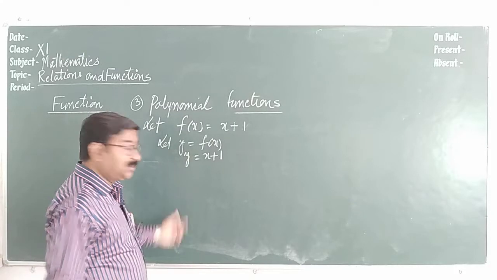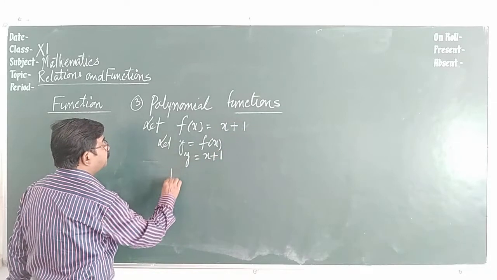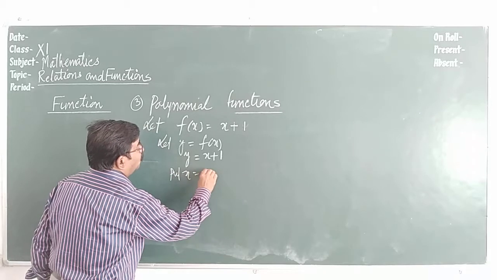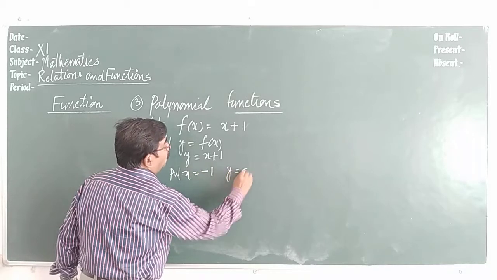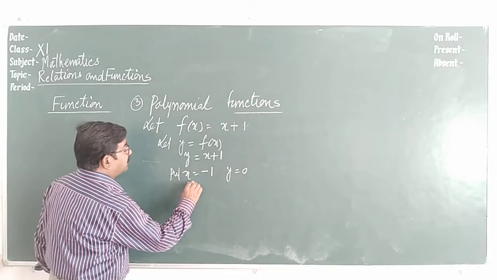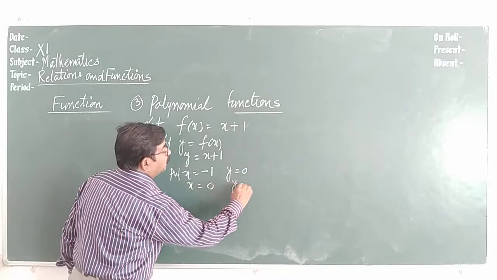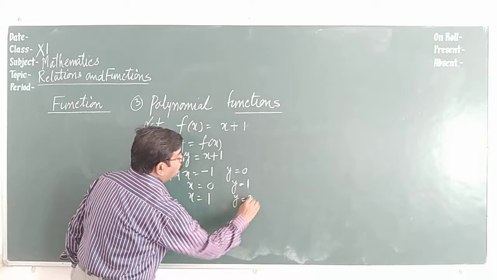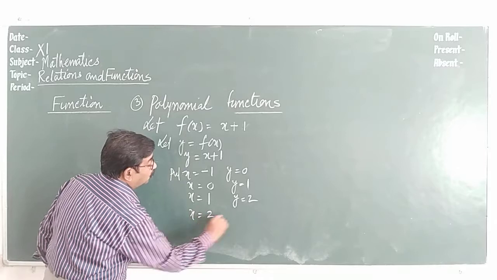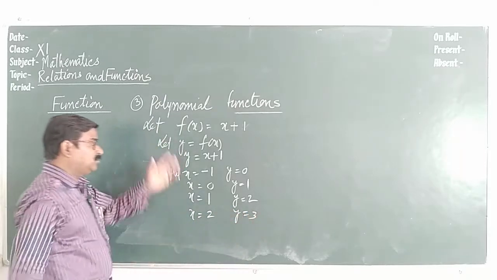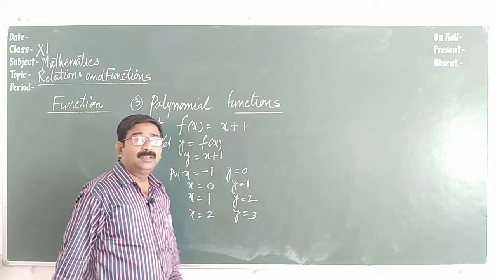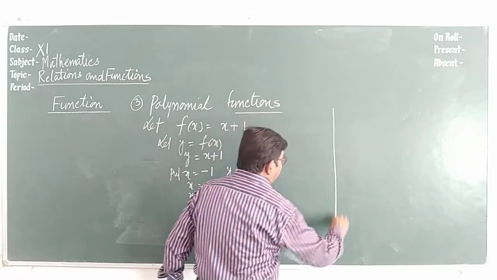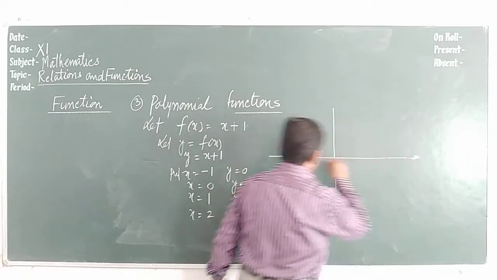So let us discuss this. If we put x is equal to minus 1, then y is equal to 0. If you put x is equal to 0, then y is equal to 1. If you put x is equal to 1, then y is equal to 2. If you put x is equal to 2, then y is equal to 3, and so on. As many values as we take on x-axis, as many values we will have for y on y-axis. Let's plot the graph.